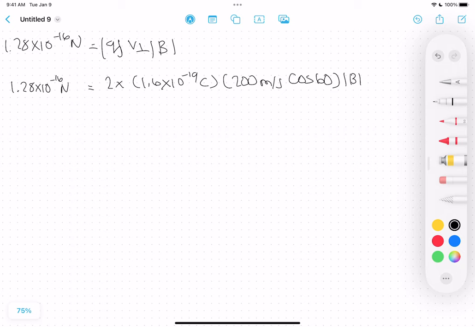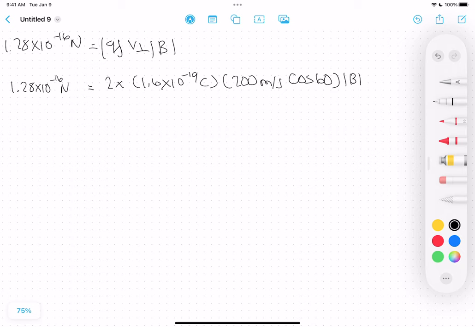So we have 2 times 1.6 times 10 to the negative 19 coulombs, right? And then multiply by the perpendicular component of the velocity, which is 200 meters per second times cosine 60, right? And then the magnetic field is what we're looking for. And we know that the magnetic force was 1.28 times 10 to the negative 16 newtons. And then we can just divide all that over and solve for B, right? So that should give us our magnetic field.